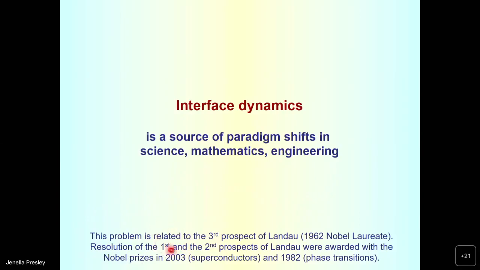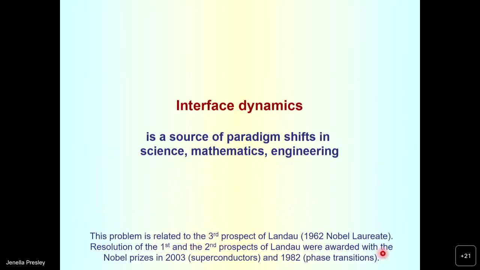And the resolution of the first two prospects of Landau were also rewarded with Nobel Prizes in 2003. One of them was superconductors, where it was shown that there is a second type of superconductors. And the first one was phase transitions, where it was shown that the Landau theory of phase transitions has some, let me put it in a nice word, oversights or considerations. So it's actually a problem associated with the magic and mystery of science and mathematics.